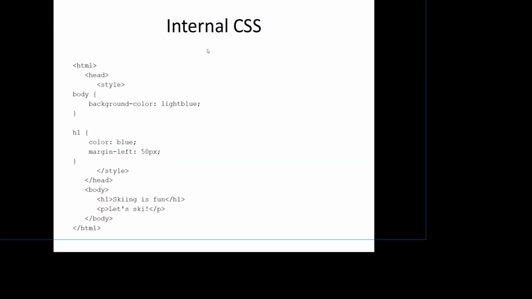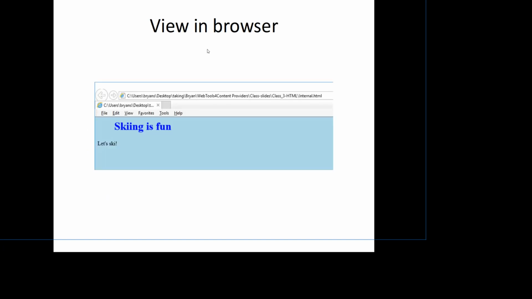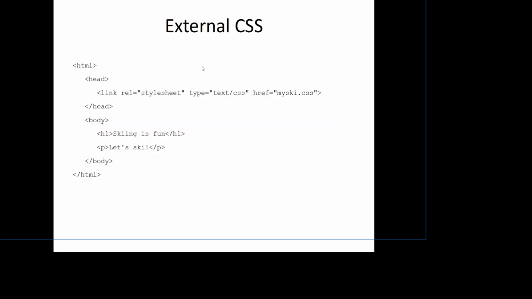That's how we do it internally. It's more common to do it externally, which would be to just put a link element into your head tag and then tell it that its type is text/CSS, and then make a reference to the external style sheet.